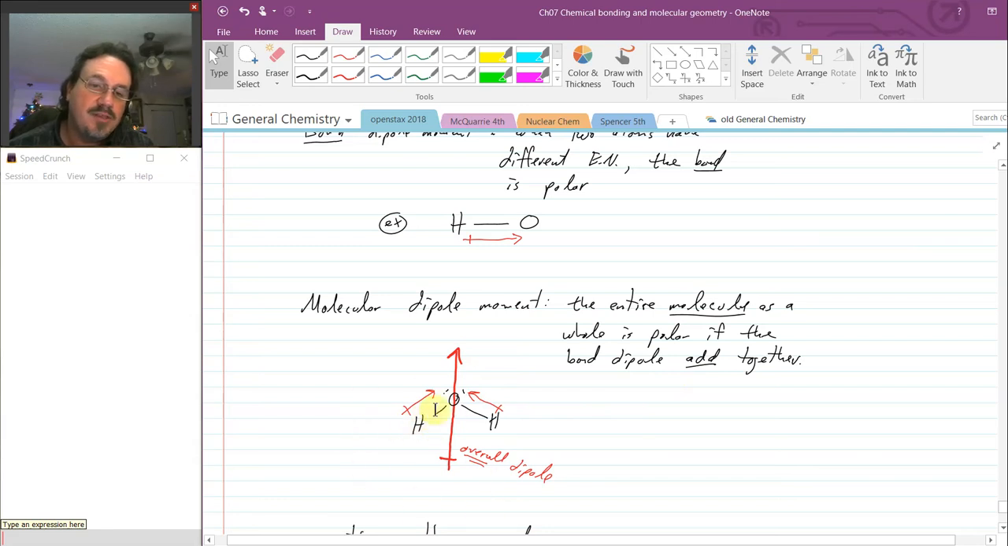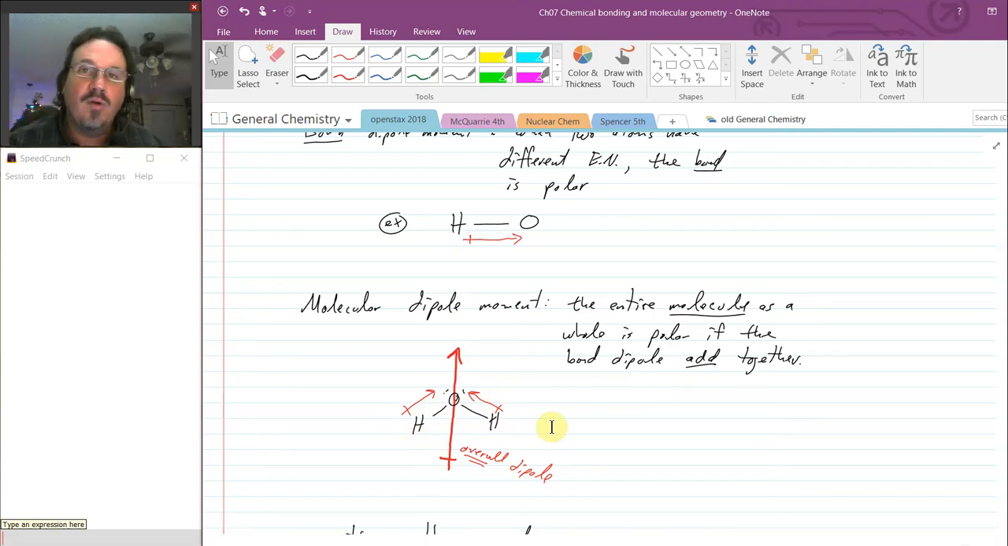One of them points up towards that oxygen. The other one also points up towards that oxygen. But they are at 109.5 degrees from each other. Remember, because water comes from a tetrahedral, right? And those two lone pairs.